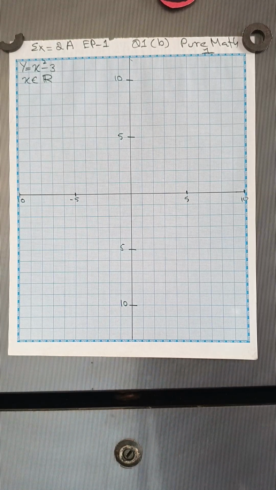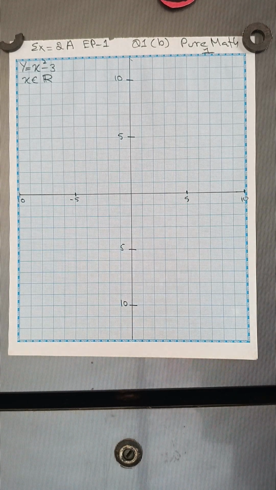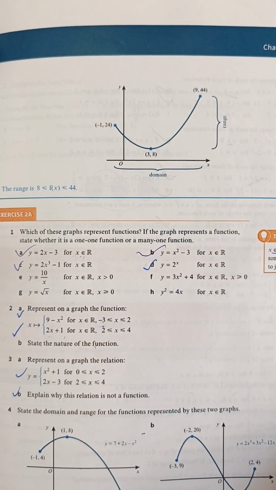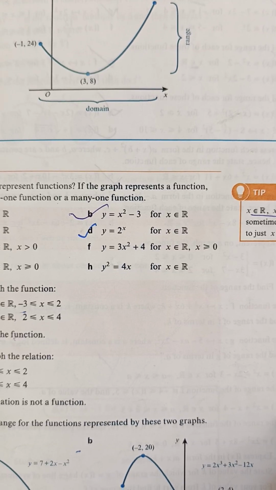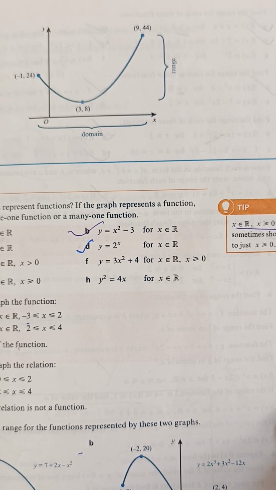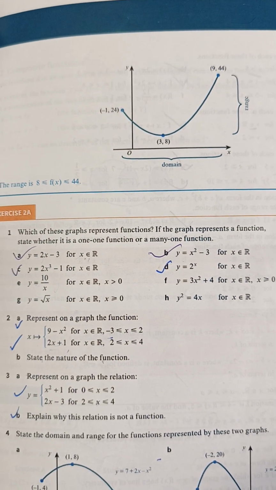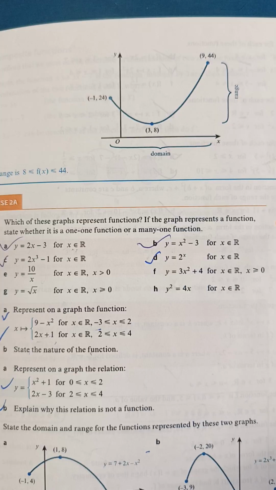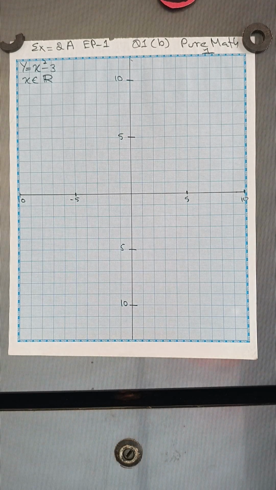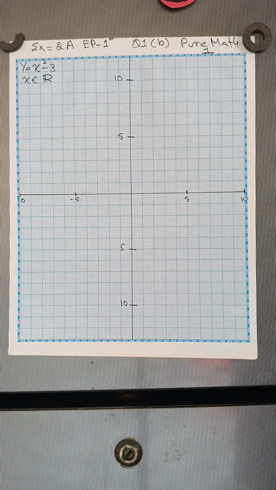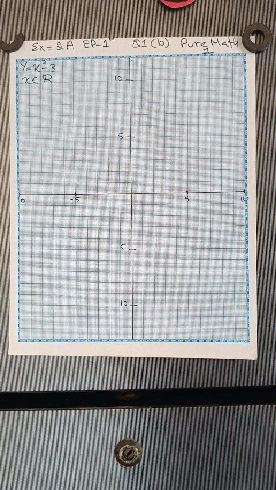So now, my dear students, we are going to solve question number 1, part B. It is y = x² - 3, where x belongs to the real numbers. We have to decide whether it is a one-one function or a many-one function. Very simple. What I will do is take my calculator, and let me show you how this is done.